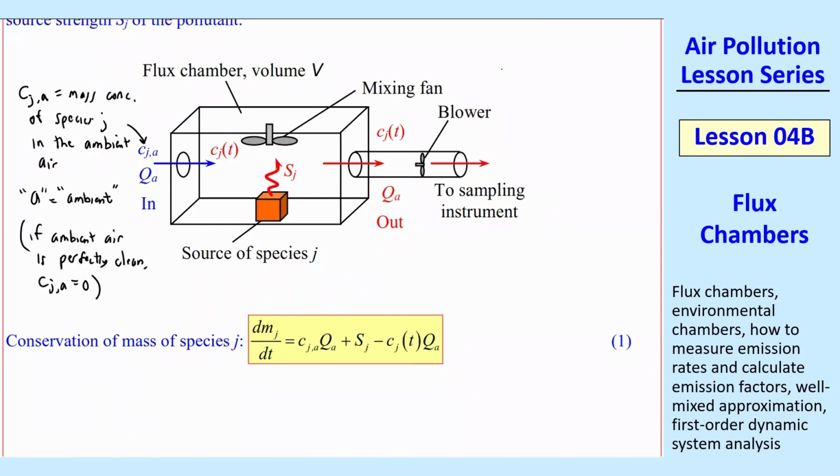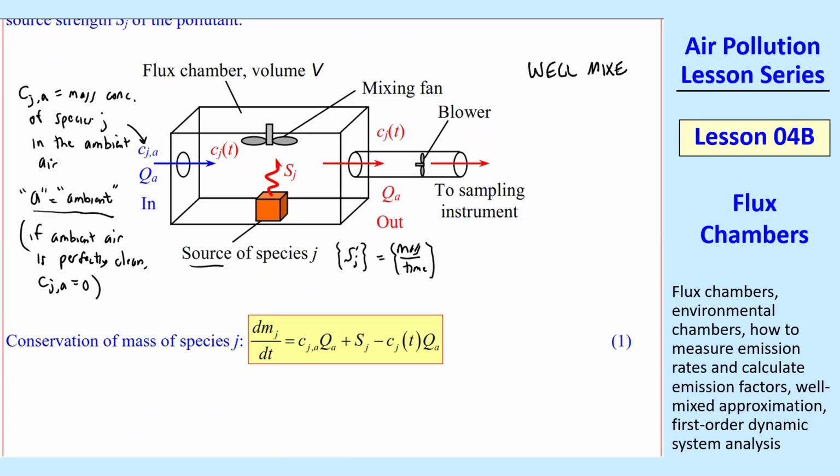So what we're going to do is first I need to define some things here. As I already said, CJA on the left there is the mass concentration of species J in the ambient air, where A stands for ambient. So if that ambient air is perfectly clean, CJA is 0. SJ, of course, is the source, and this is typically, as we talked about before, in dimensions of mass per time.